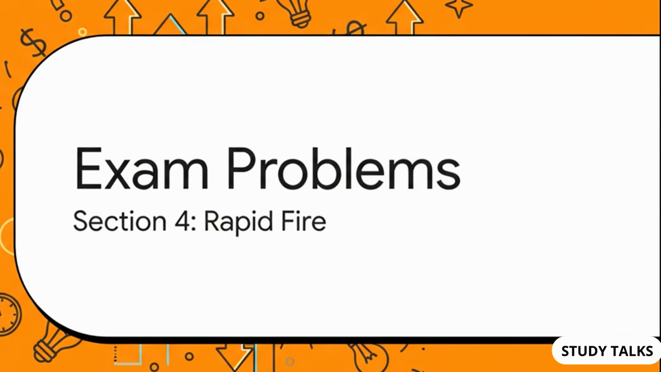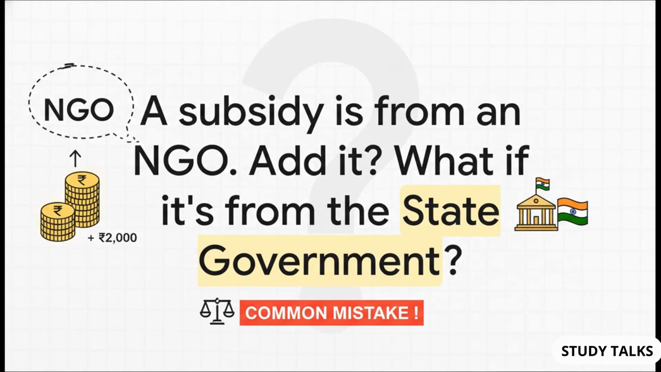So to finish up, let's test your knowledge with a quick rapid-fire round. We'll cover a few other common valuation adjustments you're going to see in your exams. You ready? First up, subsidies. Let's say a product's price is reduced because of a subsidy from an NGO. Do you have to add that subsidy back to find the value for GST? What if that subsidy came from the state government instead?